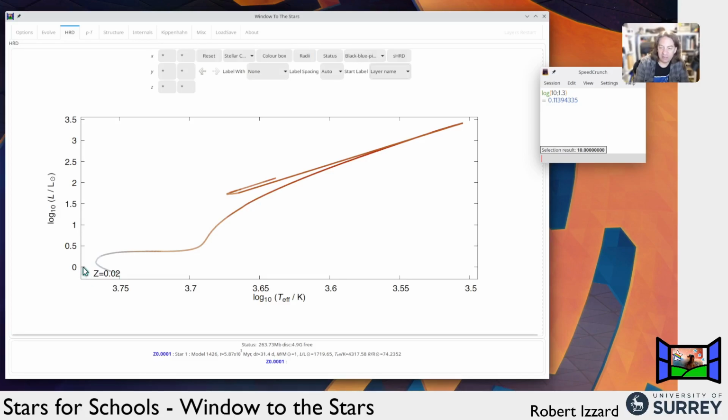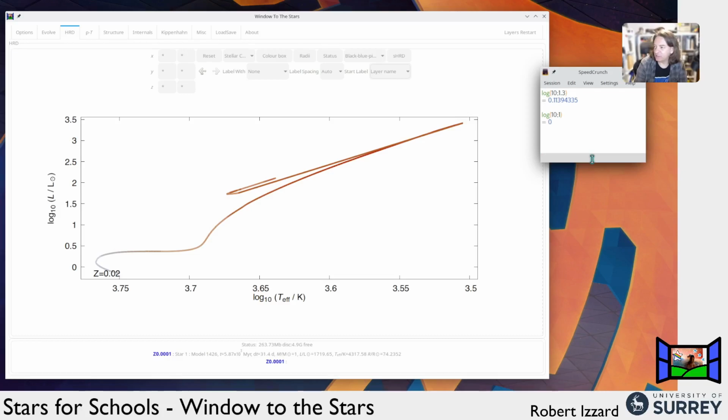Now, remember this. Now we have one solar luminosity. What's the logarithm of 1? Let's type this in. 0. So 0 is the Sun. So the Sun is along this line 0 here. That's about this point here.